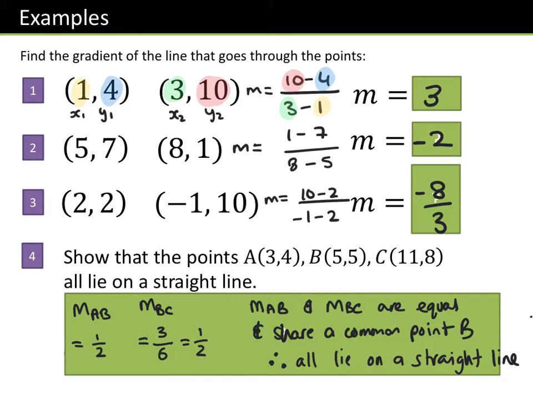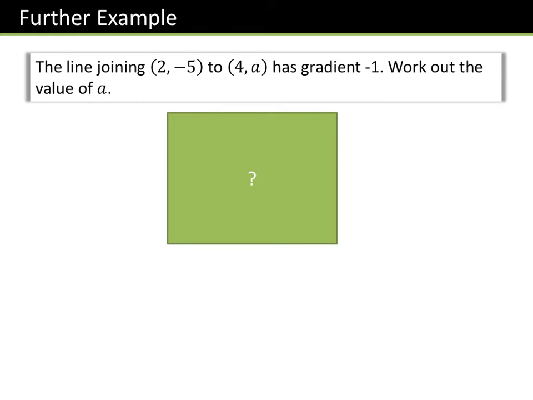And you'll notice that that is what we used to do when we were proving 3 points, when we did vectors, lie on a straight line. Okay then, so the line joining 2, minus 5 to 4, a has a gradient of minus 1. Work out the value of a.